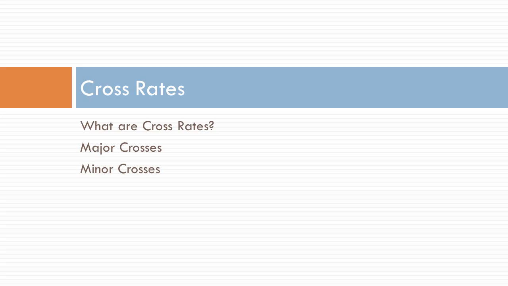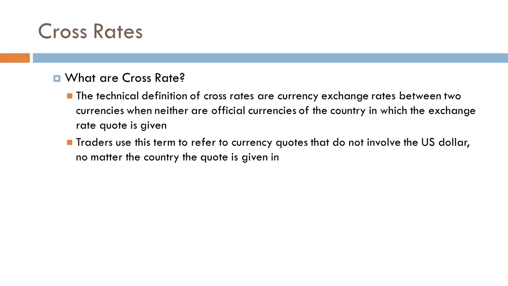Cross rates, major crosses, and minor crosses. The technical definition of cross rates is the currency exchange rates between two currencies when neither are official currencies of the country in which the exchange rate quote is given. More commonly, traders use this term to refer to the currency quotes that do not involve the United States dollar, no matter what the country the quote is given in.